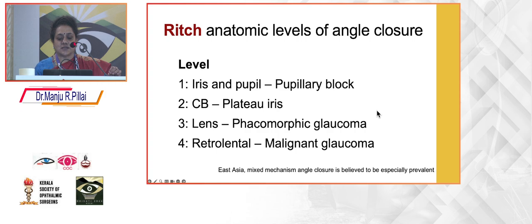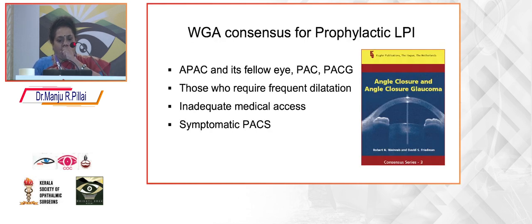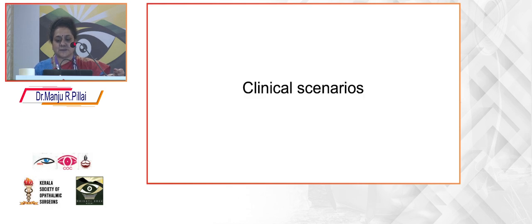a pupillary block. At the ciliary body level, it's due to plateau iris. In the lens, it's due to phacomorphic glaucoma, and retrolental, it's malignant glaucoma. In East Asia, mixed mechanism angle closure is believed to be especially prevalent. The WGA consensus for prophylactic laser iridotomy is APAC, that's acute primary angle closure, and its fellow eye, with PAC or PACG, those who require frequent pupillary dilatation, inadequate medical access, and symptomatic PACS.